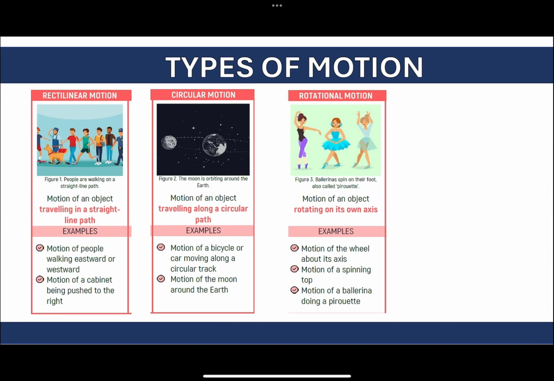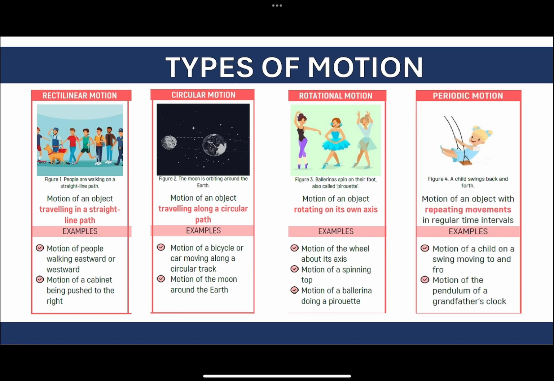Third type of motion is rotational motion. Example, motion of an object rotating on its own axis, like motion of a wheel about its axis, and so on. Then, periodic motion. Motion of an object with repeating movements in regular time intervals. Example, a swing or a pendulum.